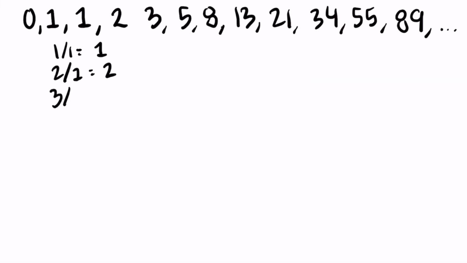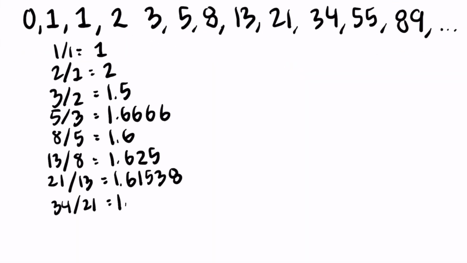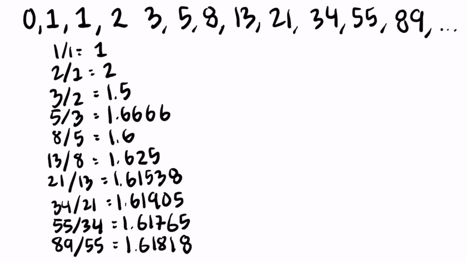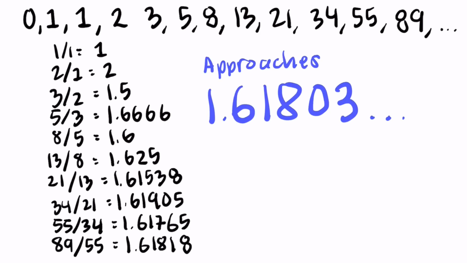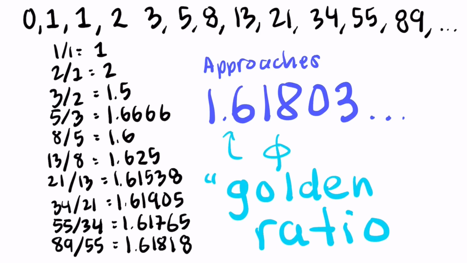And if you find the ratio between two consecutive Fibonacci numbers, you'll see as we pick bigger numbers, they approach 1.618. It's referred to as phi, or more commonly, the golden ratio. What does this have to do with plants, though?